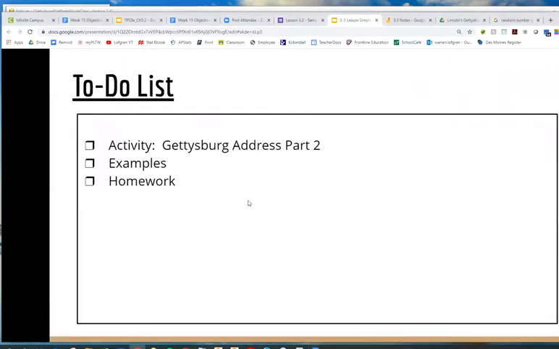So we're going to do our activity, Gettysburg Address Part 2. We're going to look at a couple examples of that, and then we'll wrap up by showing you what it is you need to work on for today and tomorrow.